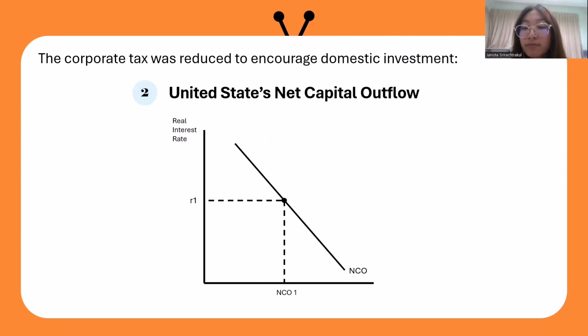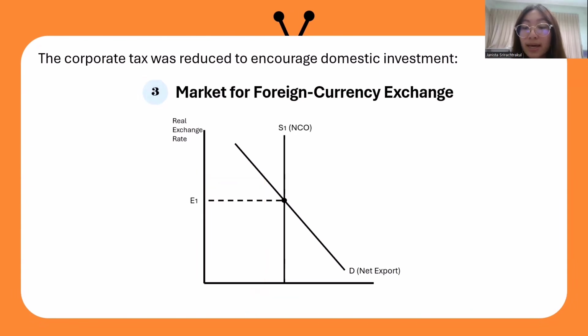Next, we come to see the graph of US net capital outflow. Since the real interest rate increased from R1 to R2, there's movement along a demand curve, which is the net capital outflow. An increase in real interest rate results in a decrease of net capital outflow. Lastly, the market for foreign currency exchange. In this graph, the supply curve is net capital outflow. From the previous graph, the NCO decreases. The supply curve will shift to the left as S2. You will be able to see that the real exchange rate increases from E1 to E2, and the trade balance will reduce.